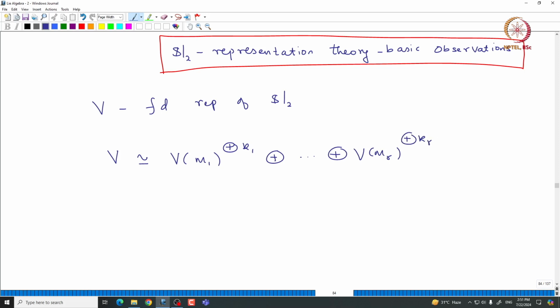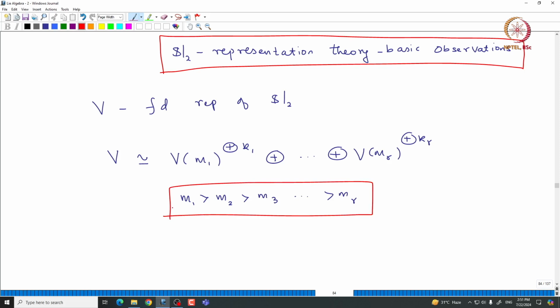as summands. Okay. So, without loss of generality, because all these direct sums commute, we can assume that m1 is strictly greater than m2, strictly greater than m3 and so on. This basic assumption we can make. Now, what we want to understand is, given an irreducible module V(m), when it occurs as a summand inside capital V. So, that is the first question.